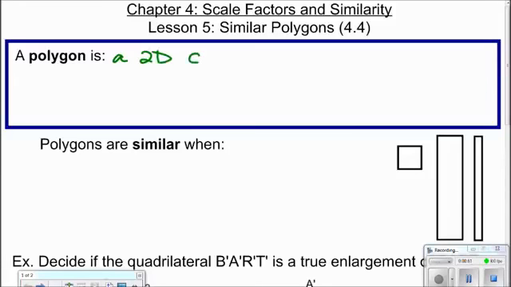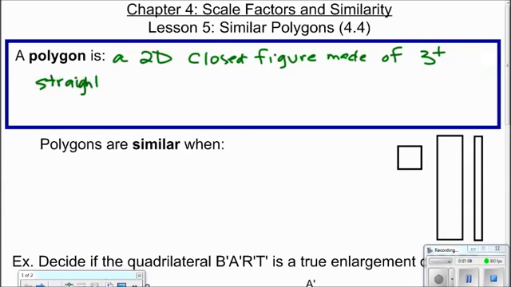Okay, so a polygon is any two-dimensional closed figure. So if something is two-dimensional, it's flat on the page, it's not three-dimensional. So a two-dimensional closed figure that is made of 3 or more side lengths. And those side lengths need to be straight side lengths, so straight lines. So a polygon could be anything from a square or a rectangle to a pentagon or hexagon or octagon or anything, as long as there are more than 3 straight line segments.